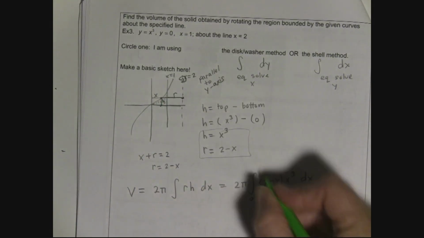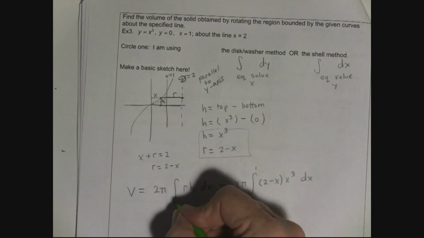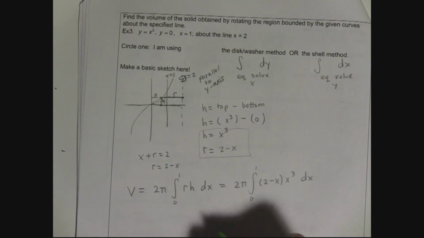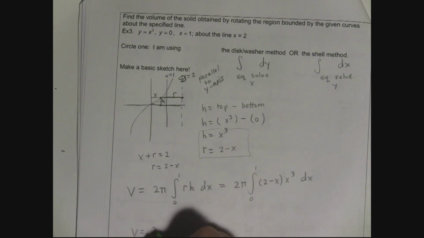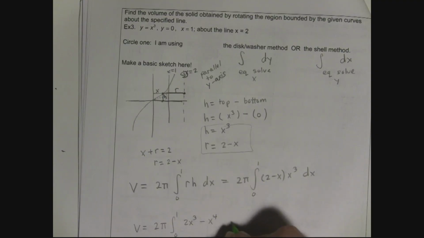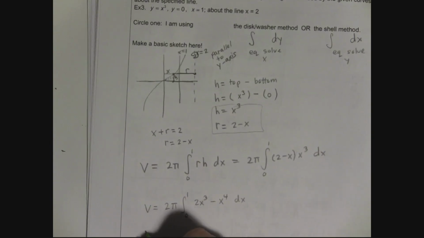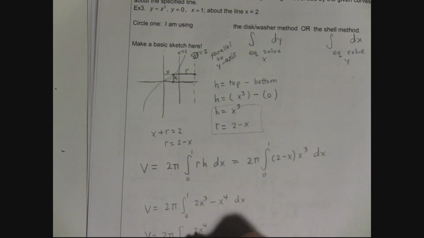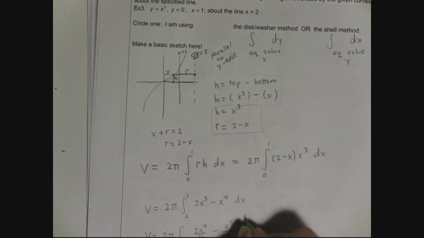So 0 to 1. If they ask me just to set it up, and here they kind of are saying to solve it. They didn't tell me, it just said find the volume. And so I am going to go ahead and solve it. The volume will be 2 pi, 0 to 1 are lovely bounds, I love that, of 2x to the third minus x to the fourth dx. I'm going to try not to lose my 2 pi, but I'm going to have to do that at least one time. And minus x to the fifth over 5 from 0 to 1.